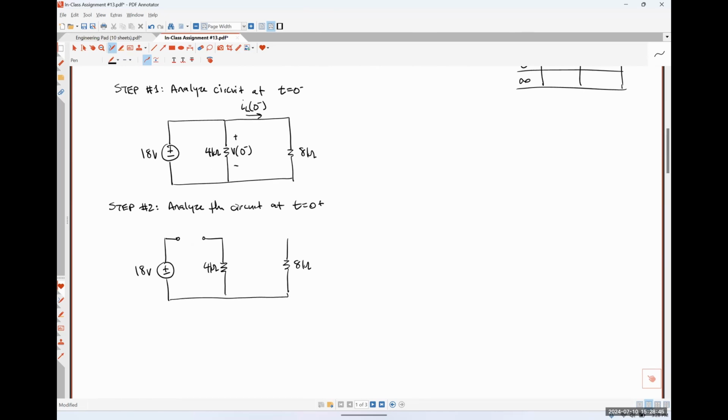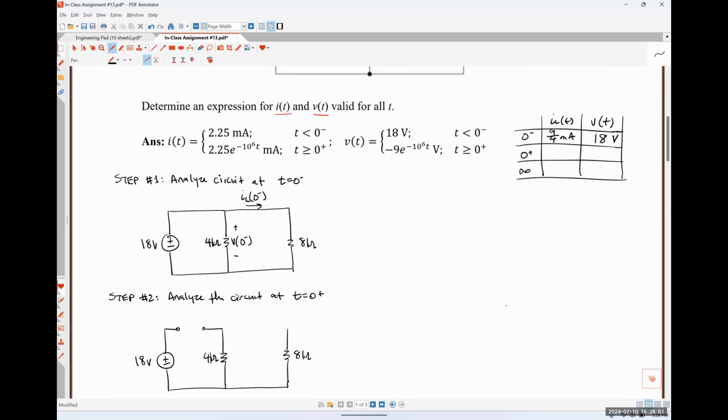And now let's talk our way through what we should do with the inductor. Our inductor current at t is equal to 0 minus was 9/4 of a milliamp. So what does our inductor current at 0 plus have to be? 9/4 of a milliamp. Exactly right, because our inductor current cannot change abruptly.